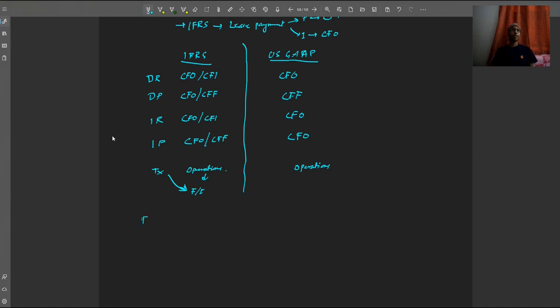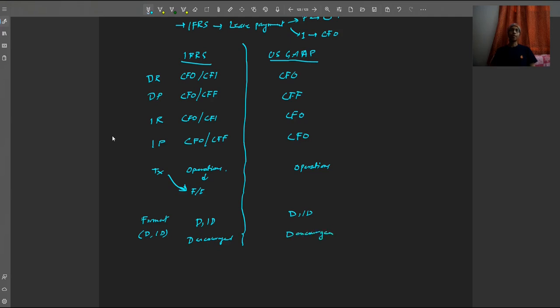In case of format, there is something called direct format of cash flow statements and indirect format. We'll get to that very soon, friends. But we want to highlight a little bit of the differences here. Under both IFRS and US GAAP, direct and indirect are both allowed, and direct is encouraged. Here also direct and indirect is allowed, but direct is encouraged.